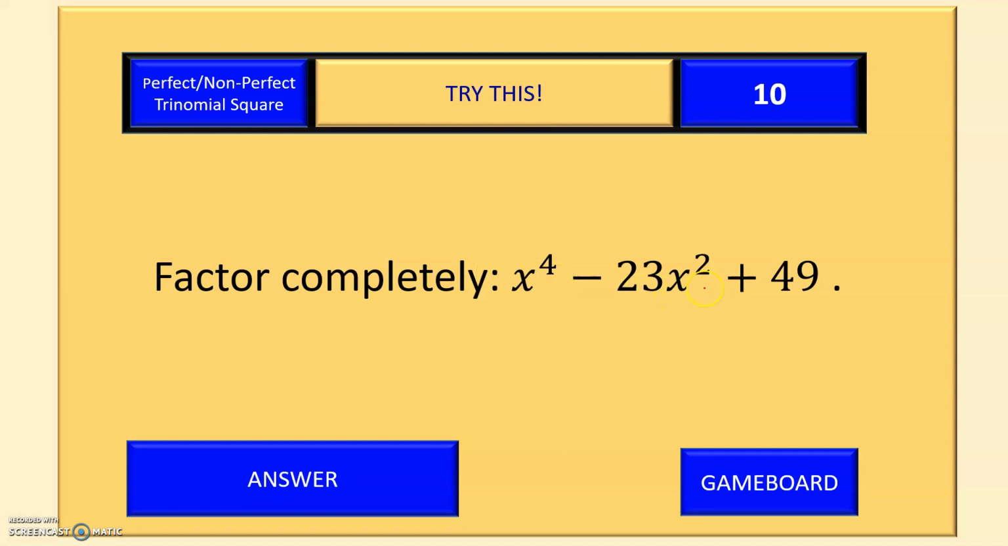x to the 4th minus 23x squared plus 49. 49 and negative 23. So, we know 49 is just 7 and 7, or 49 and 1. So, it can't become negative 23. Right? But, observe, actually, we can split this into 2. So that this one will become negative 14x squared, then another negative 9x squared.